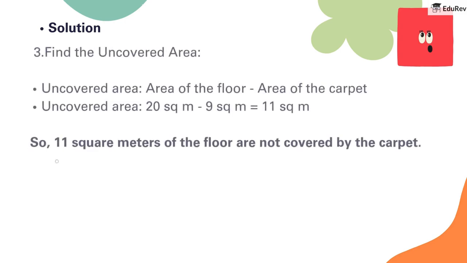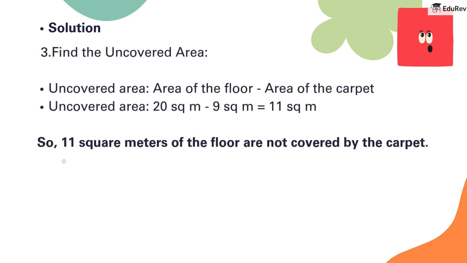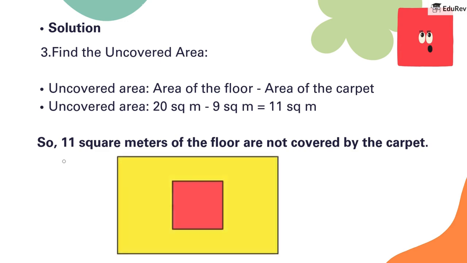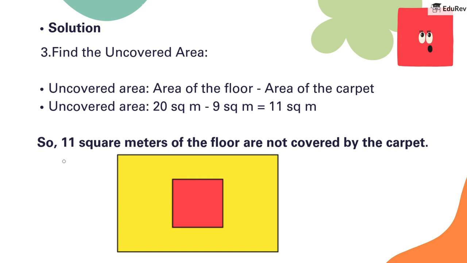So, to find the uncovered area. Uncovered area is equal to area of the floor minus area of the carpet. Uncovered area, 20 square meters minus 9 square meters is equal to 11 square meters. So, 11 square meters of the floor are not covered by the carpet.